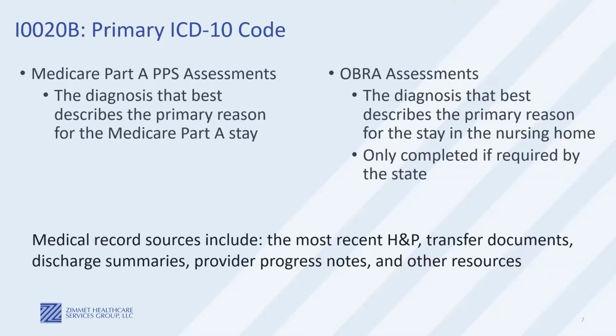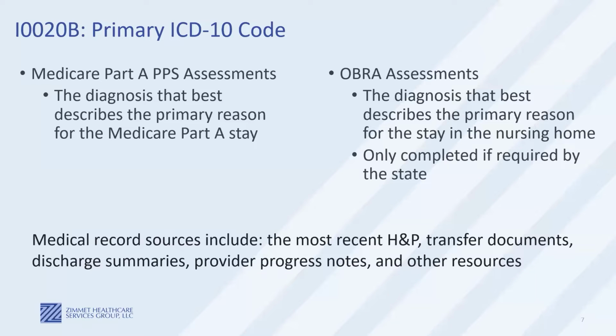These are not required by every state, so they may or may not be required by your state. You would need to check with your state RAI coordinator to see if you're supposed to be completing that for your OBRA assessments or not. But our medical record sources for this include history and physicals, transfer documents, hospital discharge summaries, provider progress notes, and other resources in the medical record.